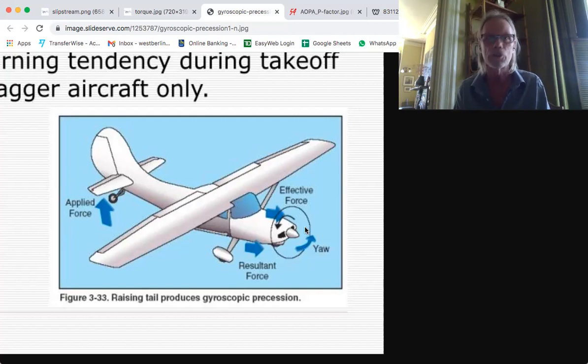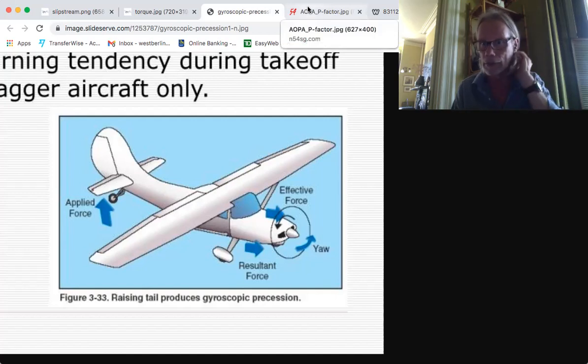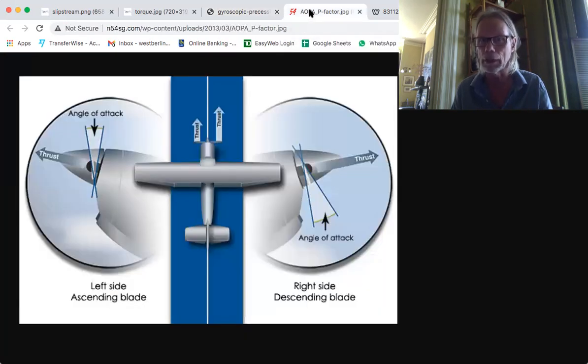So that's gyroscopic precession. Now we're going to talk about number 3, probably the most common form of adverse yaw that you will experience flying your typical GA trainer, nose wheel airplanes, Diamonds, Cessnas, Pipers, and that's P factor. And this is one that does trip up a lot of people.